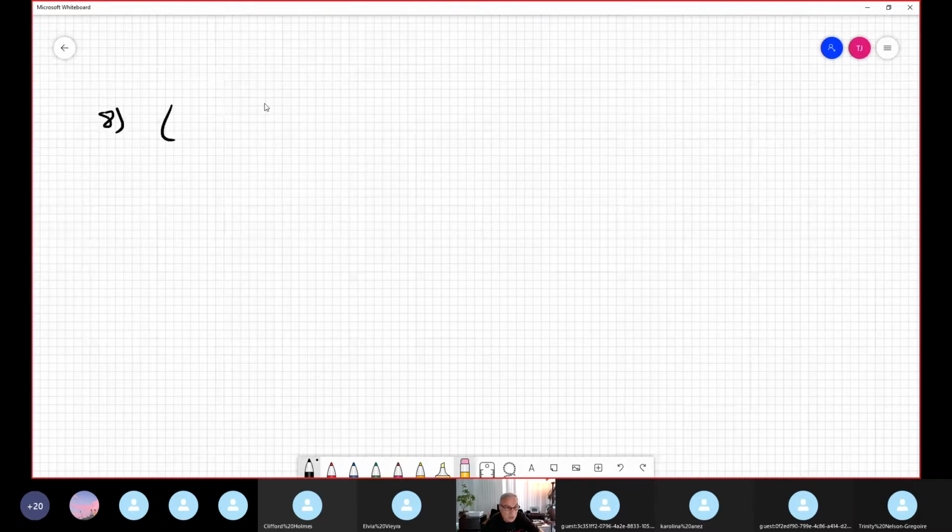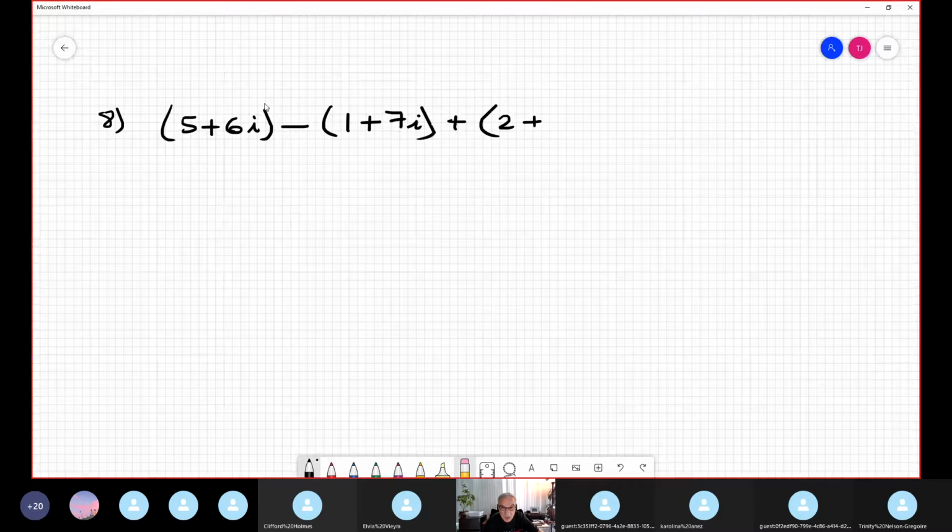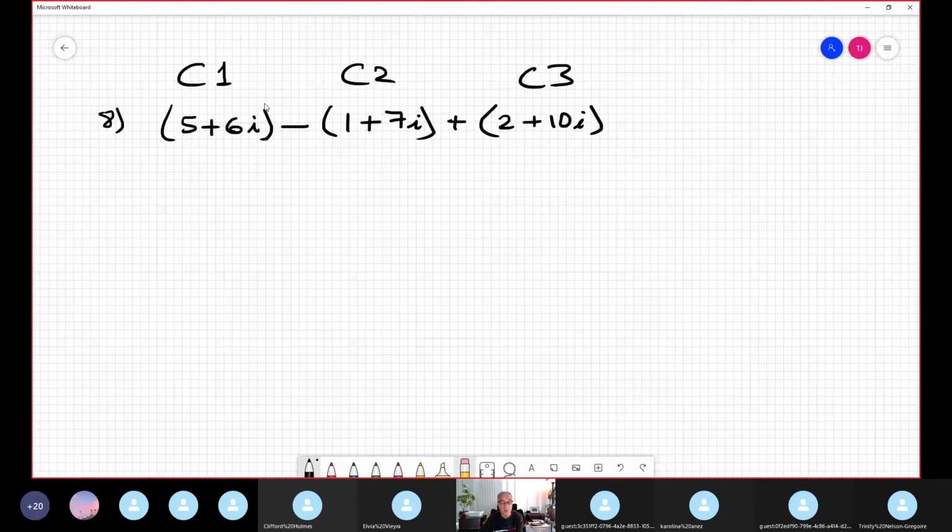Complex numbers. In this case, 5 plus 6i, minus 1 plus 7i, plus 2 plus 10i. I enclose them in parentheses because I consider that this is complex number 1, complex number 2, and complex number 3. So we have actually 3 complex numbers.